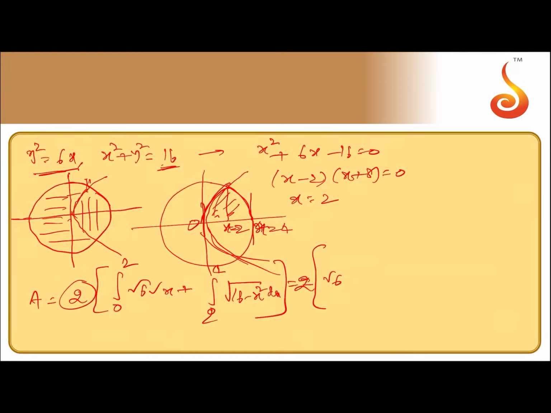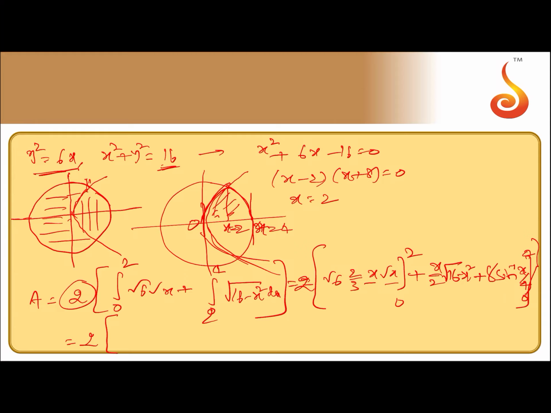So we'll see that twice of root 6 multiplied by 2 by 3 x root x limits from 0 to 2, plus x by 2 multiplied by root of 16 minus x square plus a square by 2, that is nothing but 8 sine inverse x by a. So therefore x by 4, limits from 0 to 4. Overall, this is the answer. That is equal to twice of the calculations of 2 when you substitute. It is 2 by 3 multiplied by 2 into root 2. So therefore root 6, root 3.